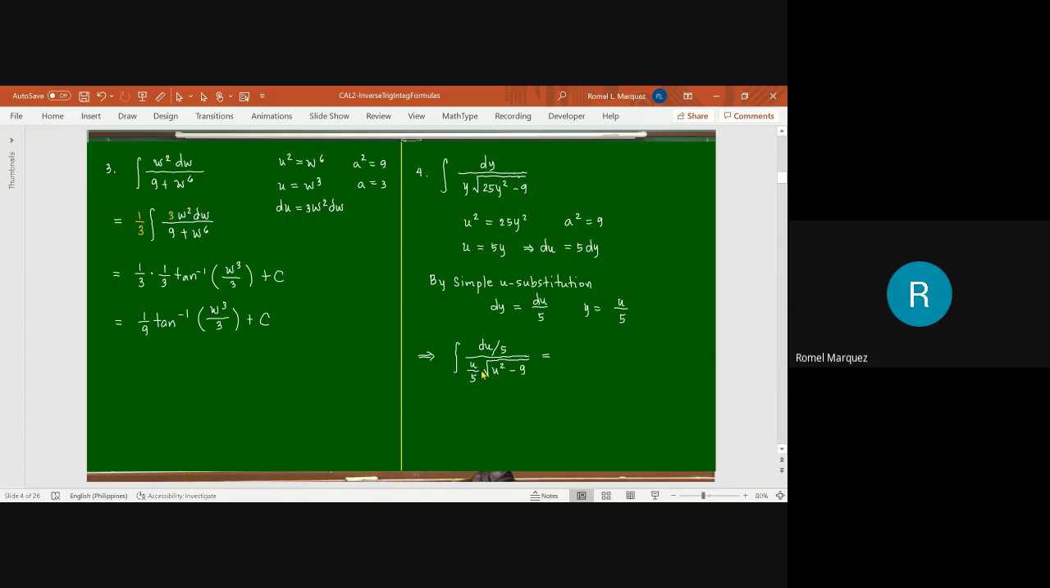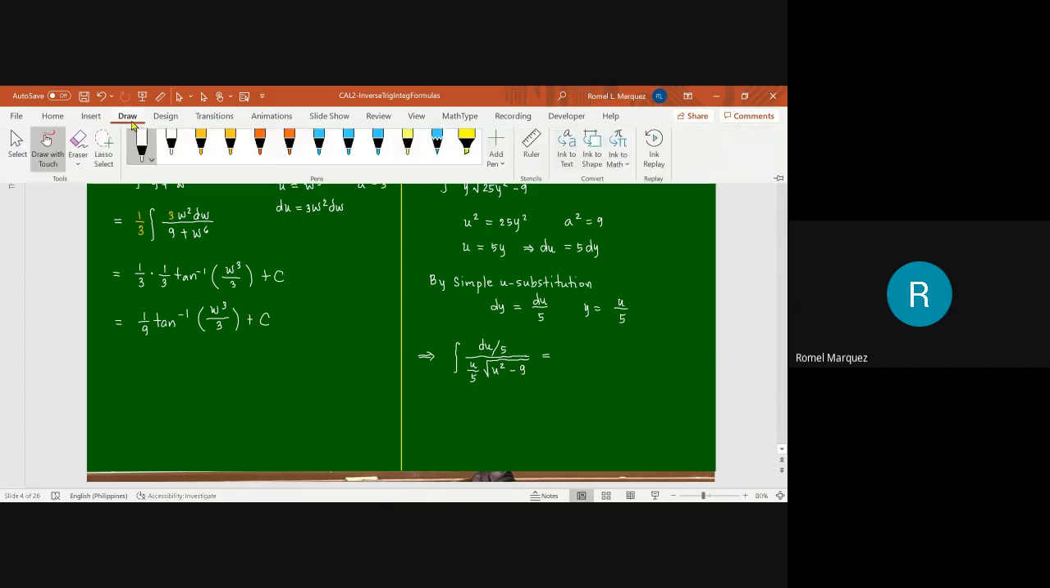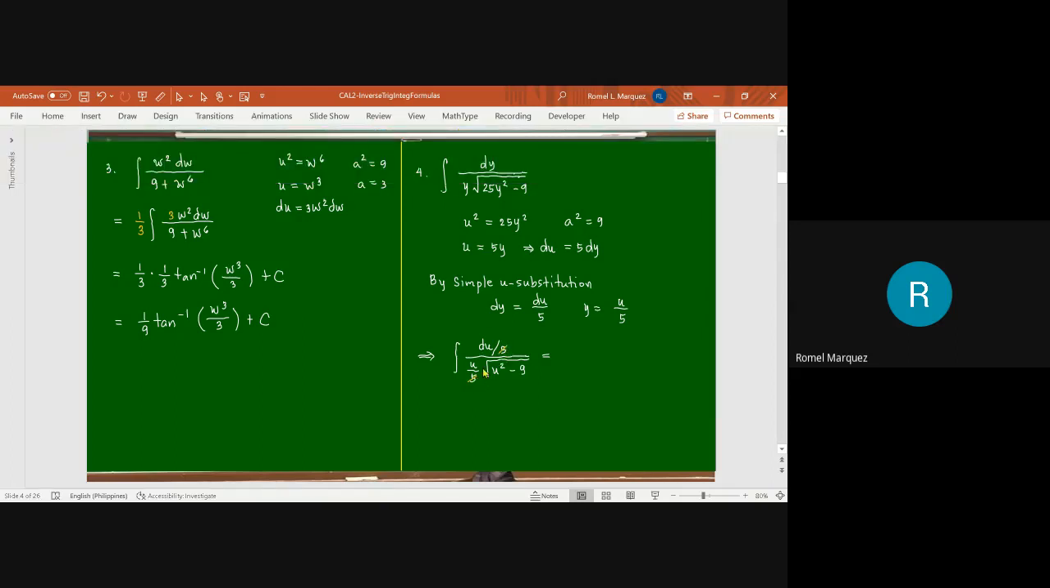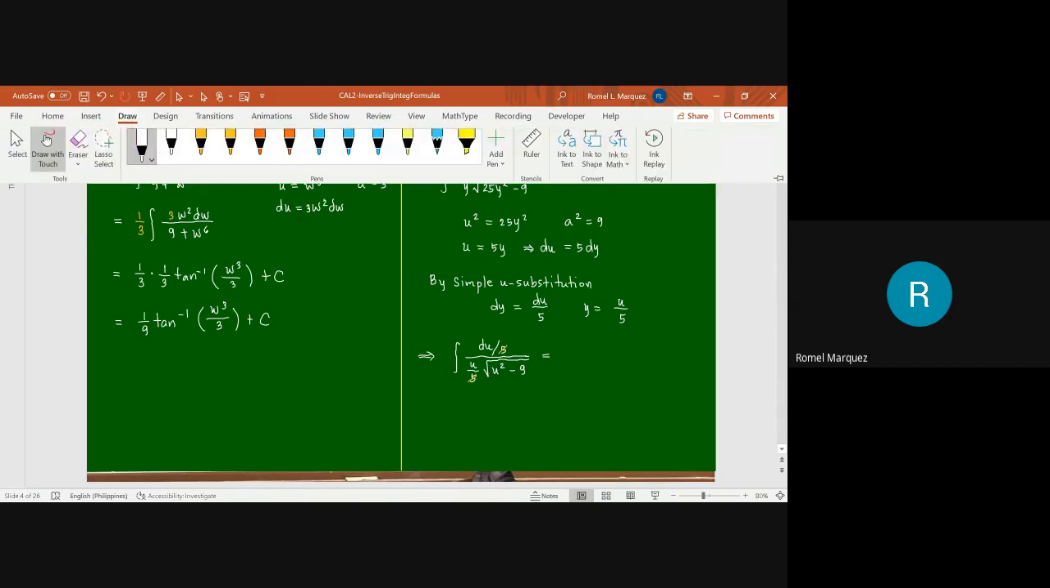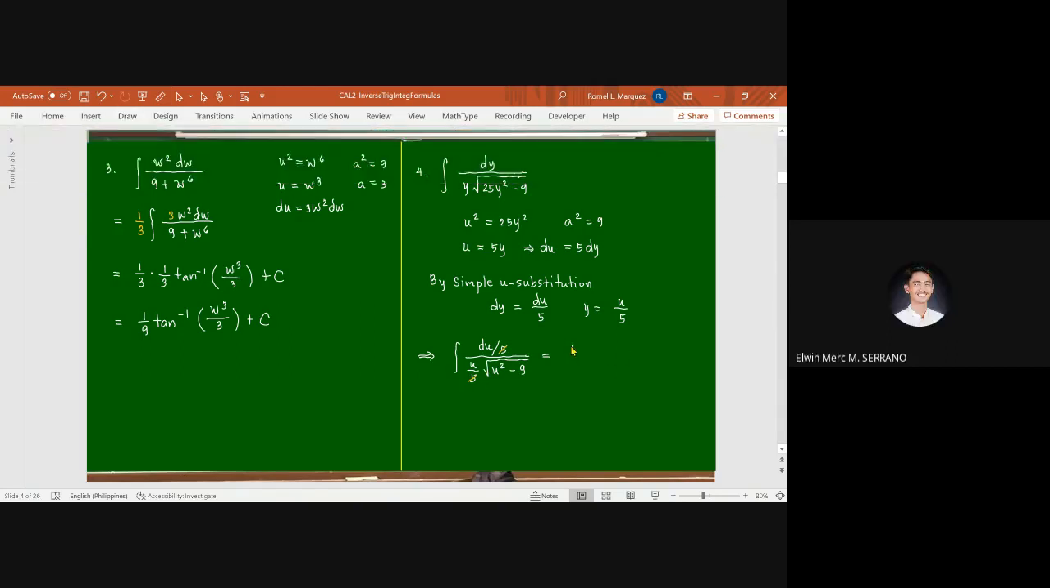9. So, actually, I can cancel 5, no? Can I cancel this out, guys? With this? Guys? Yes po, sir. So, giving only du over u square root of u squared minus 9. This is already the formula. What's the answer, guys? 1 over a. What is a? 3. Inverse secant or arc secant of u.